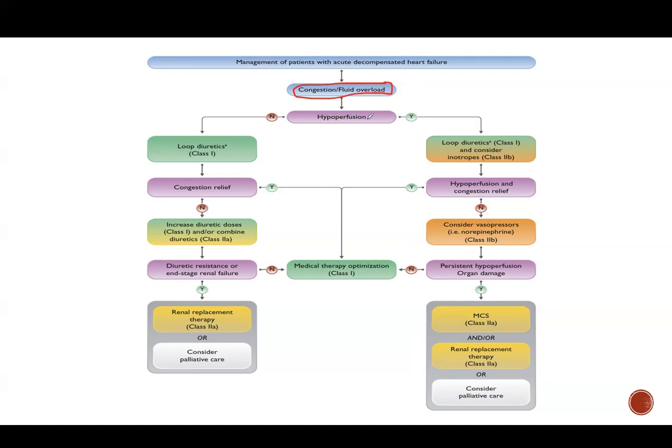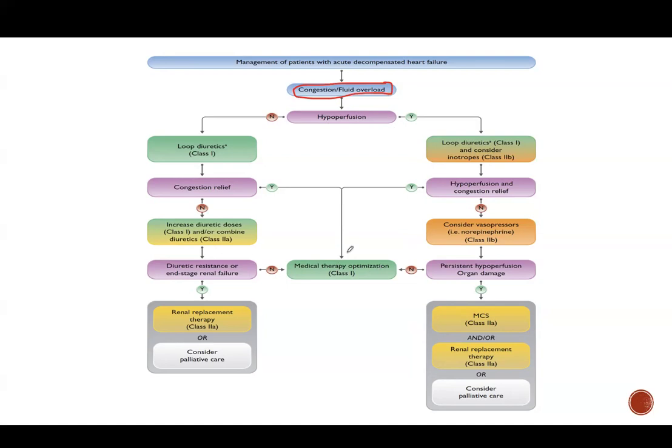So suppose hypoperfusion is also present, then you have to start him on loop diuretics and also consider inotropes in these patients. So hypoperfusion and congestion are relieved after using the diuretics and inotropes. If yes, then you could put them on optimal medical therapy, that is heart failure treatment.